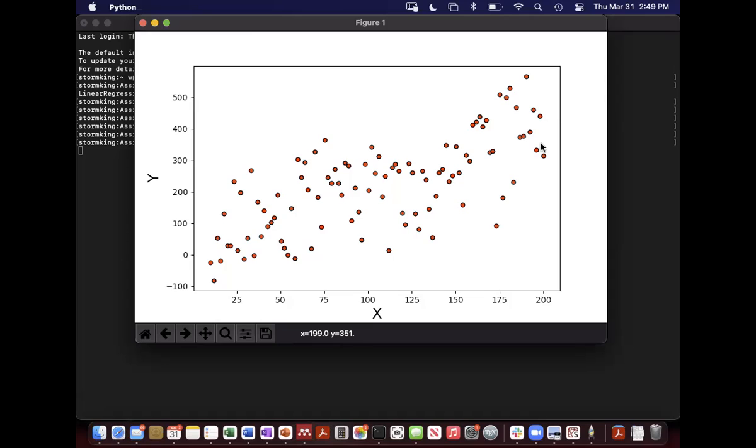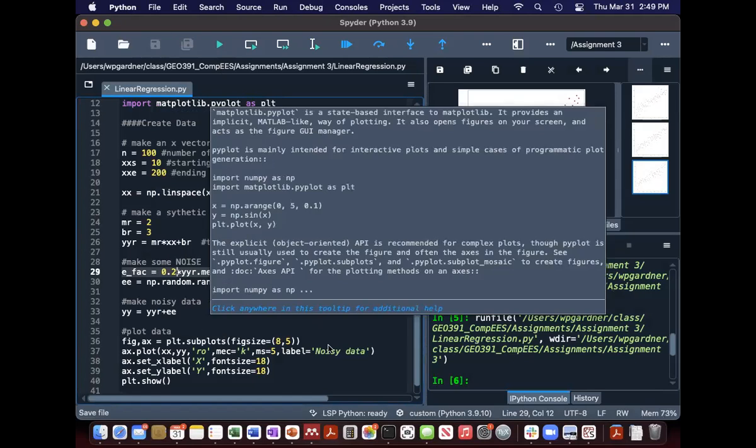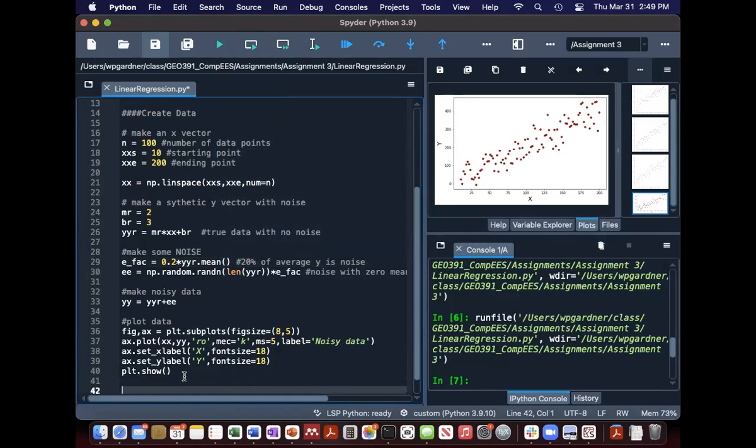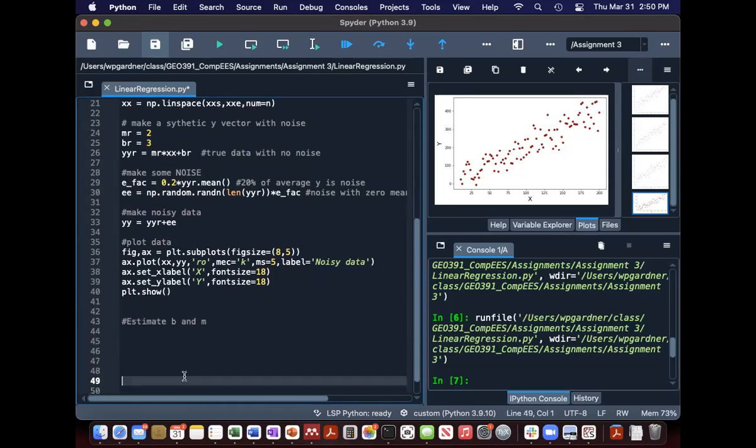Okay, so we've created synthetic noisy data. Let's keep it at 20% for now. So I'm going to go back and keep it at 20%. All right. Let's estimate B and M. I'm not going to lead you by the hand here.